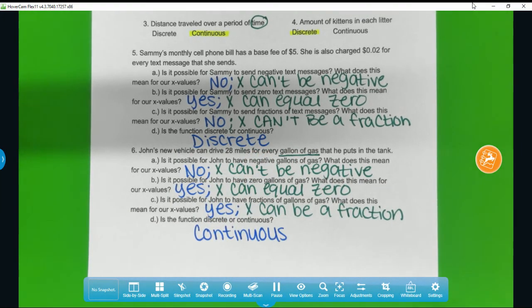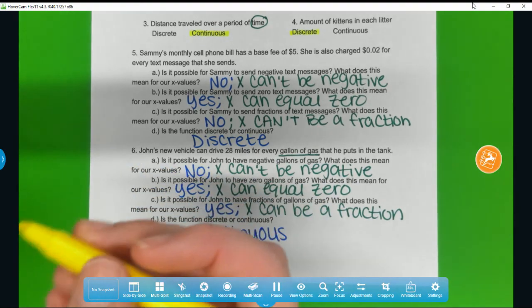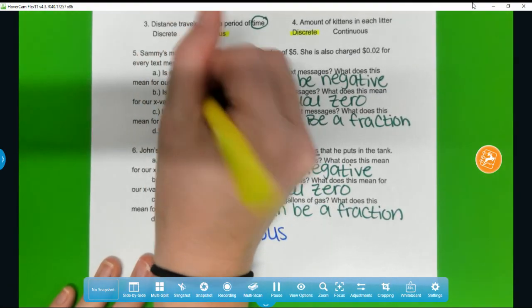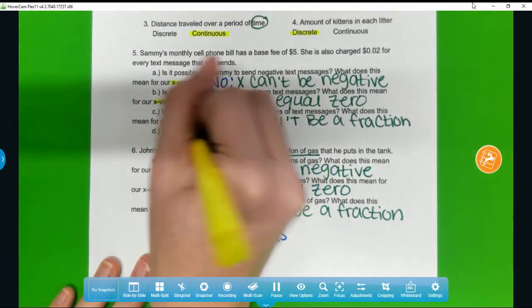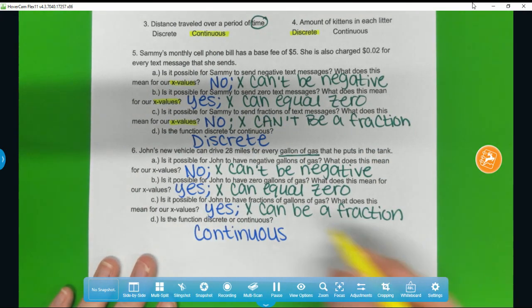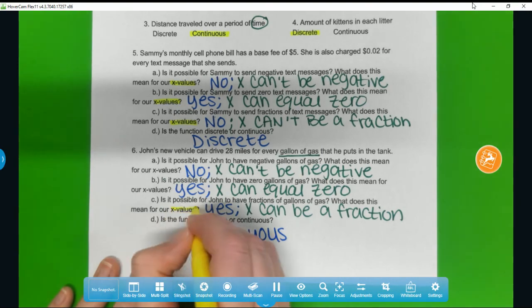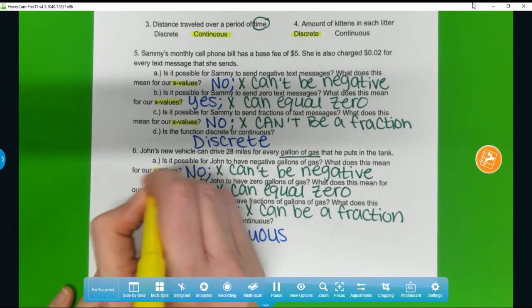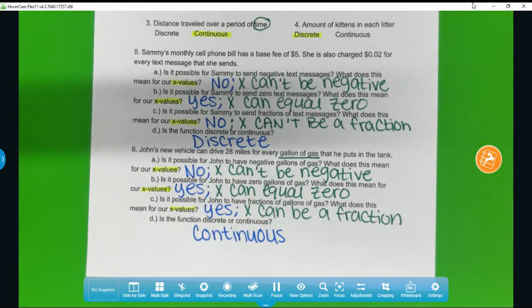Notice in all of these, we are focused on the x values. So your x values are pretty much what determines if a function is discrete or continuous.